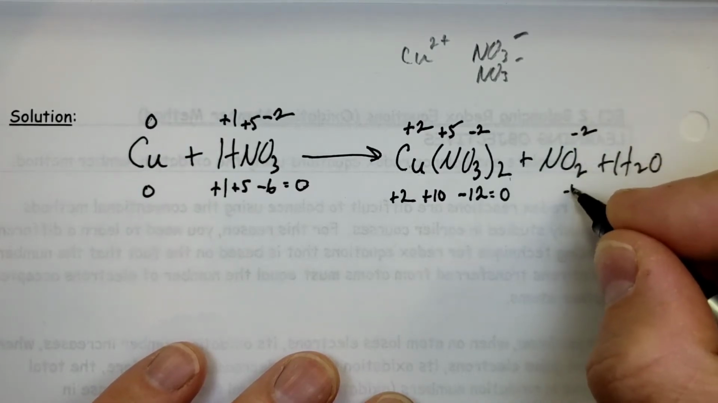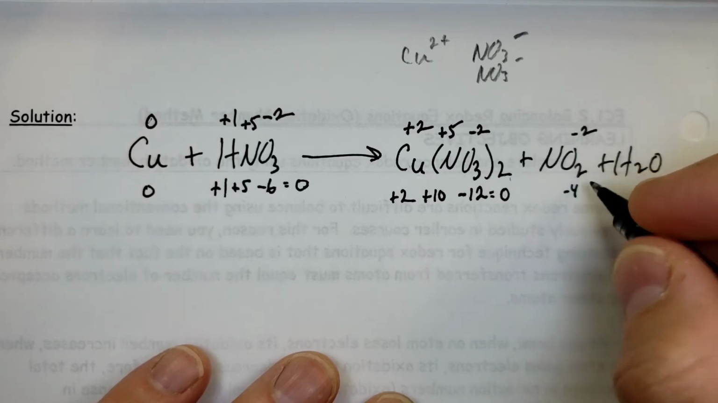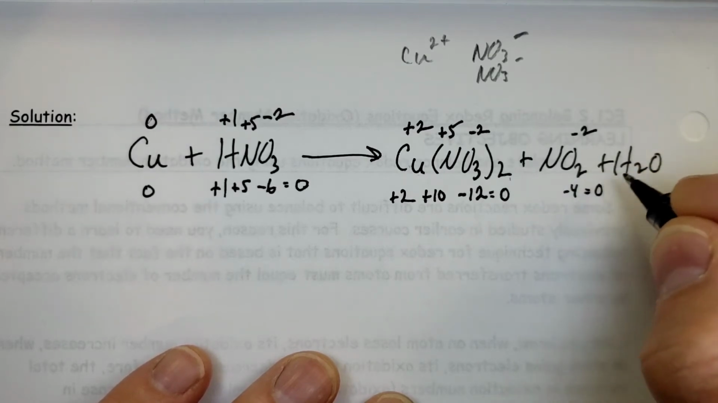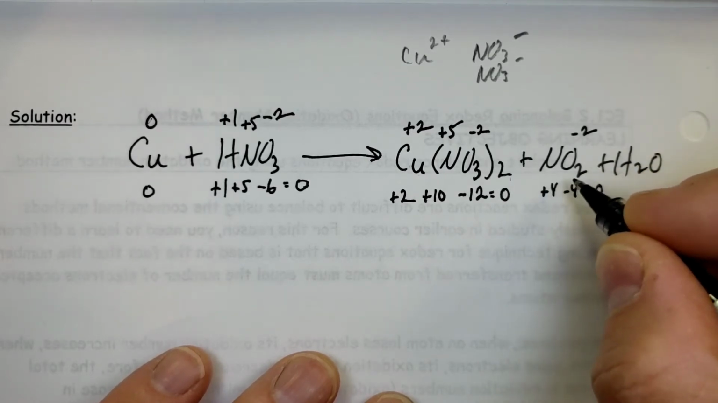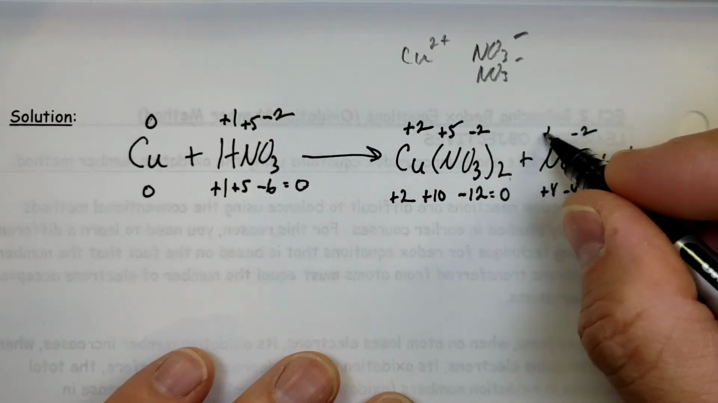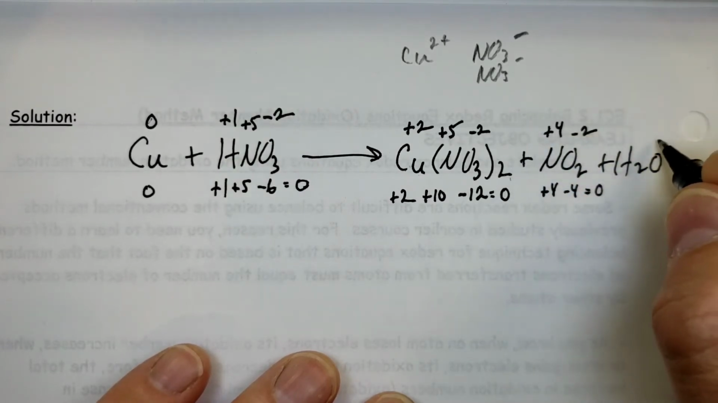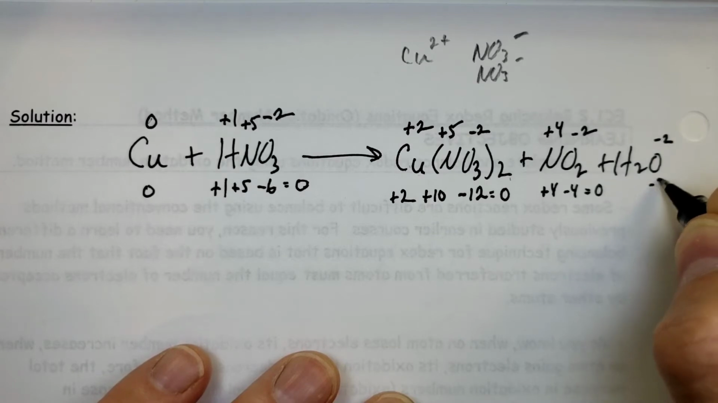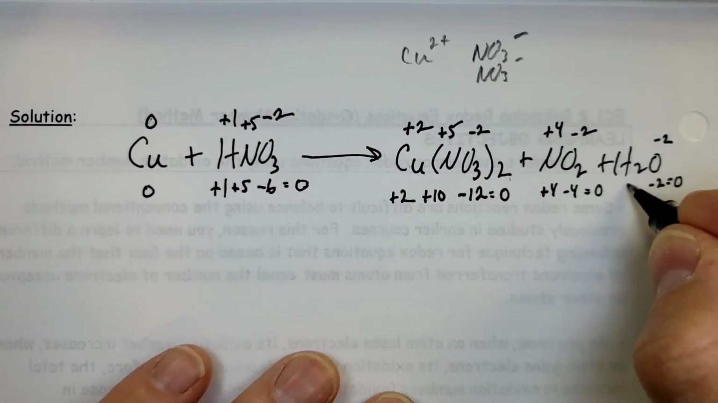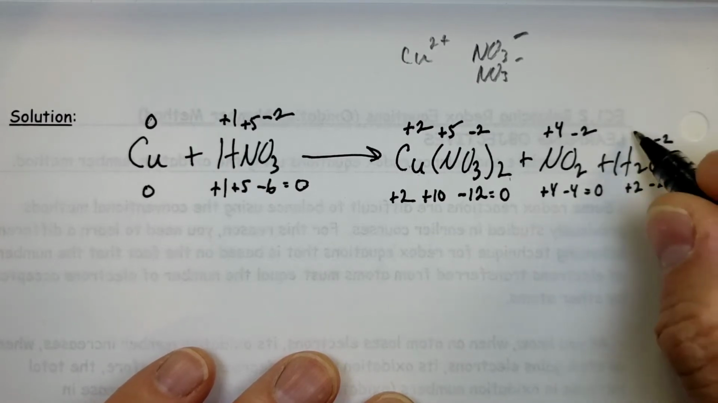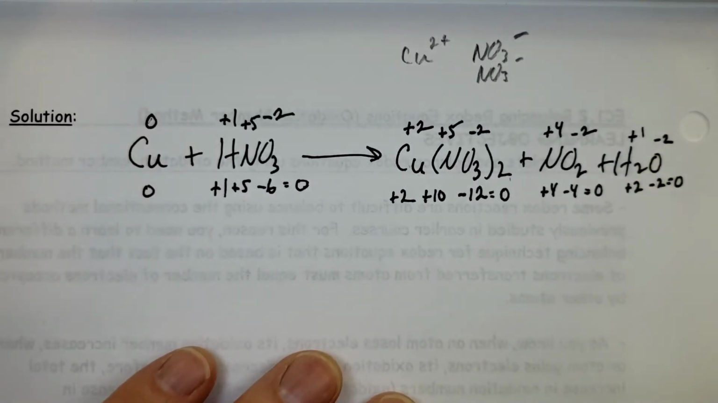Okay? And over here, oxygen's negative 2. 2 times 2 is negative 4. I know that has to add up to be 0. So that means that this nitrogen must be 4, and there's only one nitrogen, so it's 4. And water must be plus 2 here, so each hydrogen is plus 1. All right, so you've assigned all of the oxidation numbers.